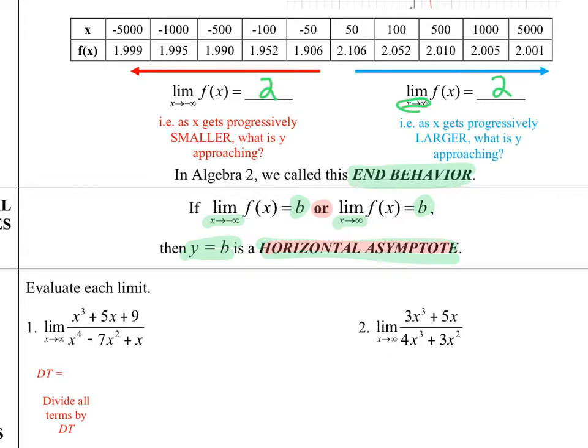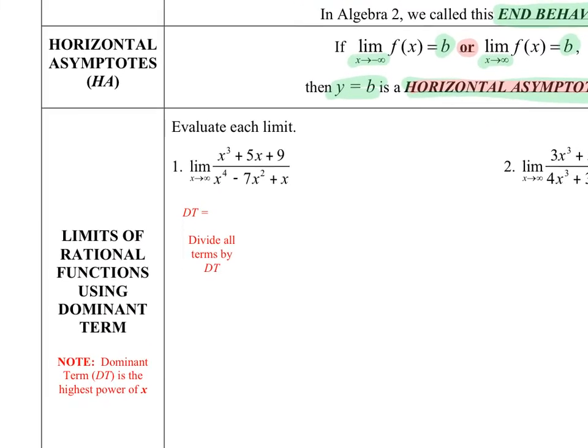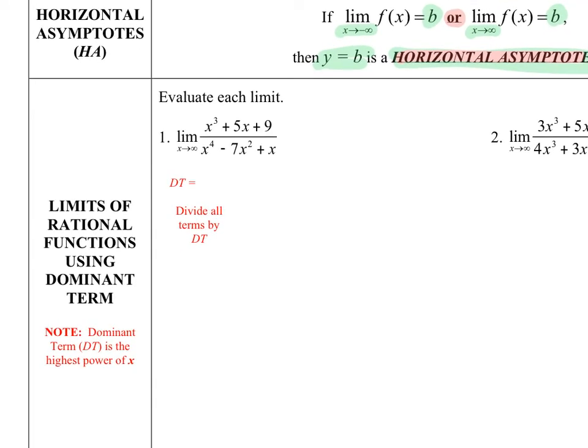There's a lot of algebra involved in this next section. And it all starts with identifying what the dominant term is. And a dominant term is simply the highest power of x. So when I look at this rational function, I look at all the terms, and I'm going to pick out what the highest power of x is, and it ends up being this x to the 4th. So that becomes my dominant term, x to the 4th.